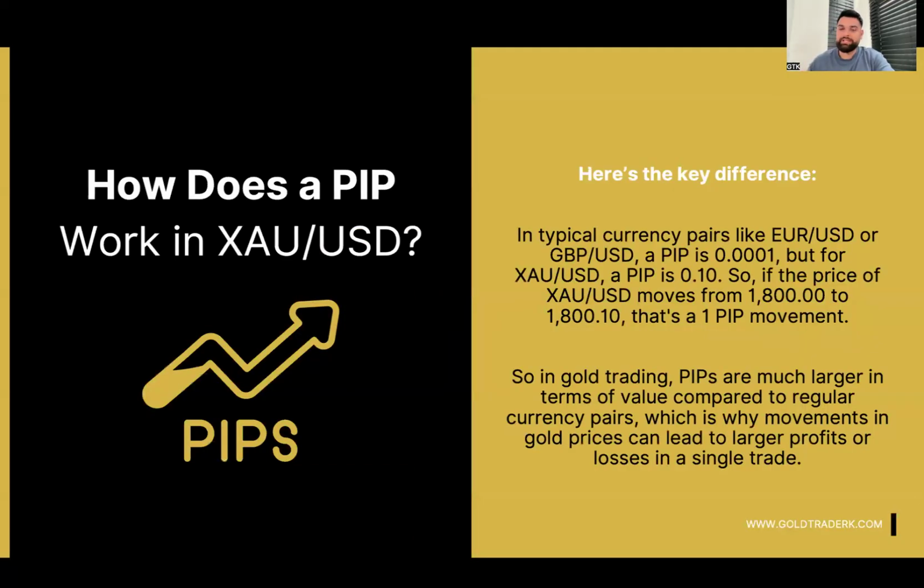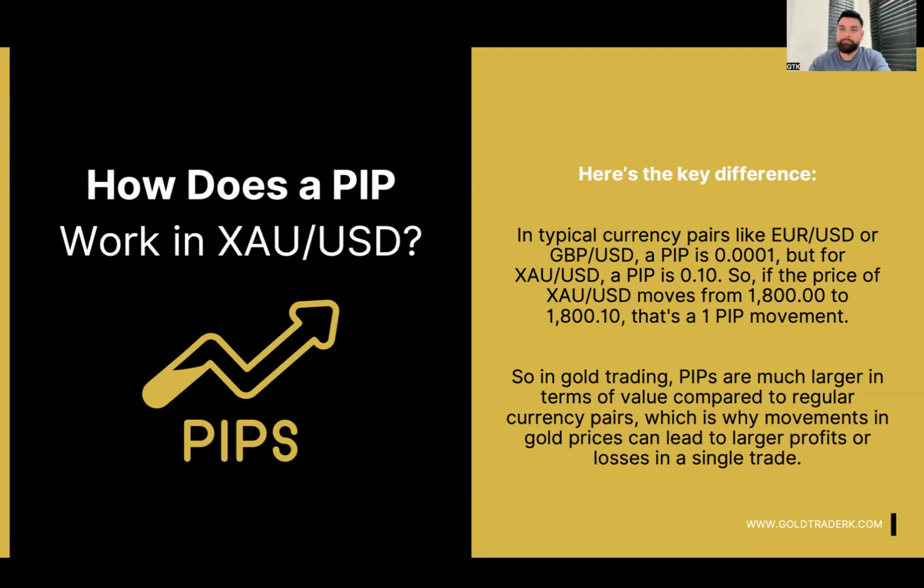How does a PIP work for gold? Here's the key difference. In typical currency pairs like Euro USD or GBP USD, a PIP is 0.0001, but for gold, it's 0.10, the second last decimal. The last one, even for currency pairs and for gold, is not the one that you want to look at when you're looking at a PIP move. For gold, it's the number after the decimal that shows the pips the gold has been fluctuating by.